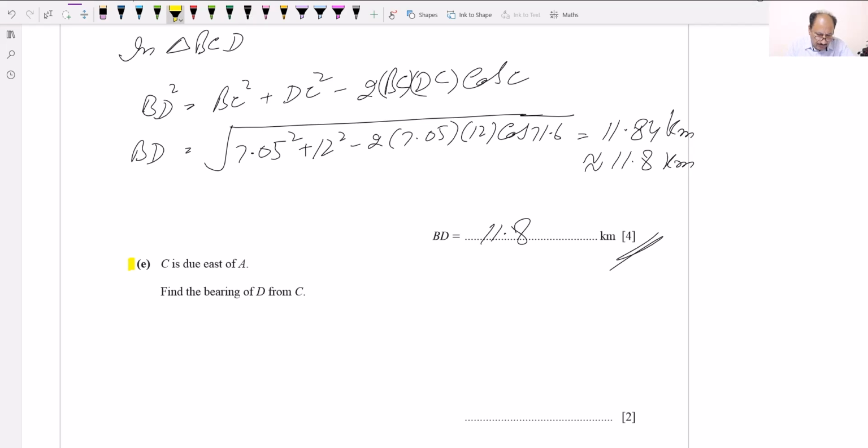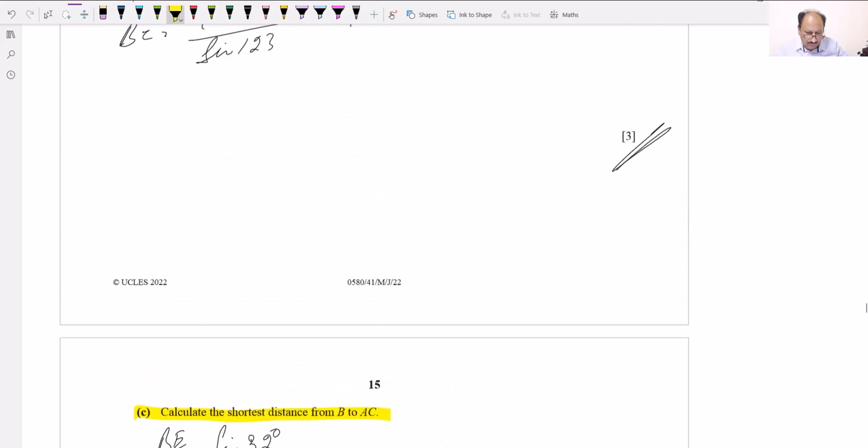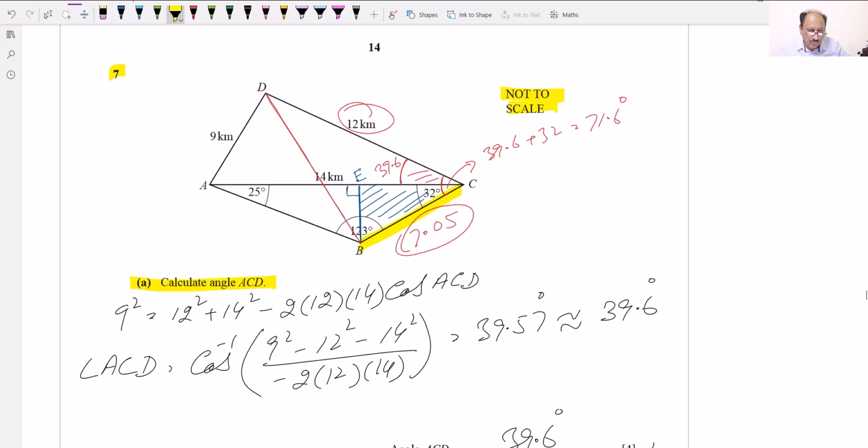Now we can do part E. C is due east of A. Find the bearing of D from C. So C is due east of A. We will draw north from here. This will be the north, and this north we can take from here, and this angle we know is 71.6.